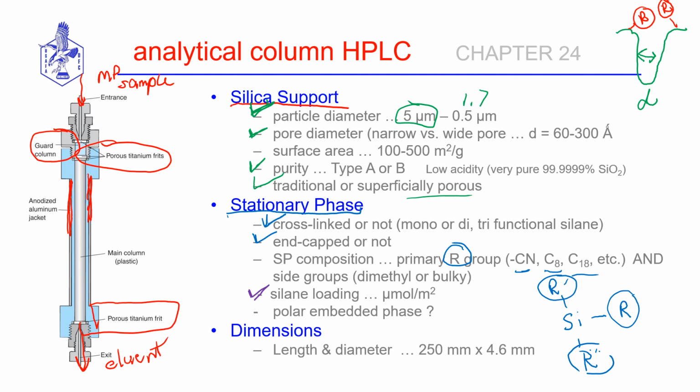And the last consideration is the dimension of the column. How long do we need it? And the inner diameter. That's going to dictate how many silica particles are in there. Obviously, cost goes up if you have a longer and or a wider column; there's more material in there, and it's going to be more expensive.